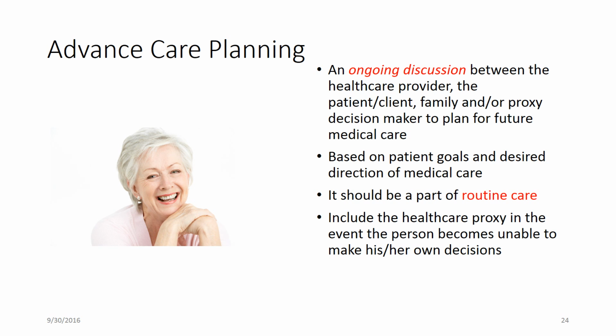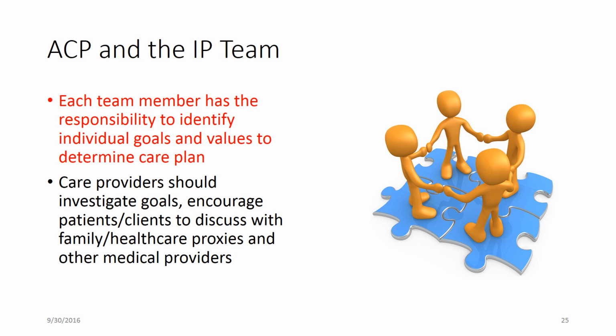So what is advanced care planning? It's an ongoing discussion between healthcare providers, patients or clients, and their family or proxy decision makers to plan for future medical care in the event that the person is no longer able to make decisions. It's focused on their goals and values and should include the proxy decision maker in the event that the person is unable to make his or her own decisions. So advanced care planning is an important part of the interprofessional team function, and each team member has a responsibility to identify the goals and values that determine care for their individual patients and clients.